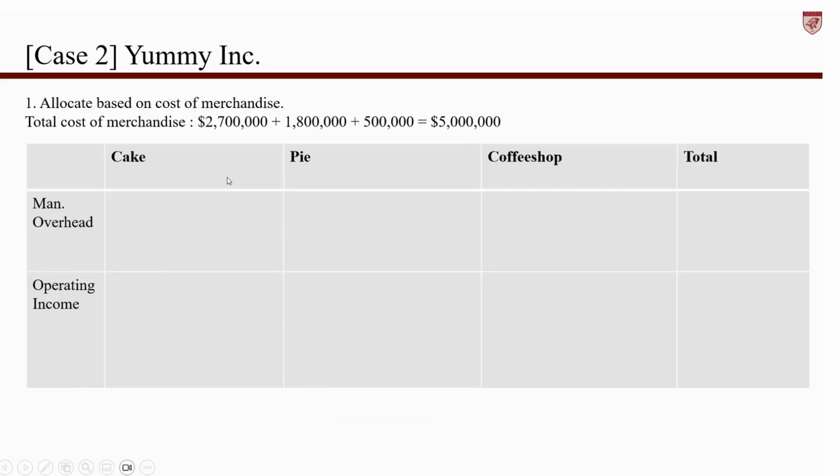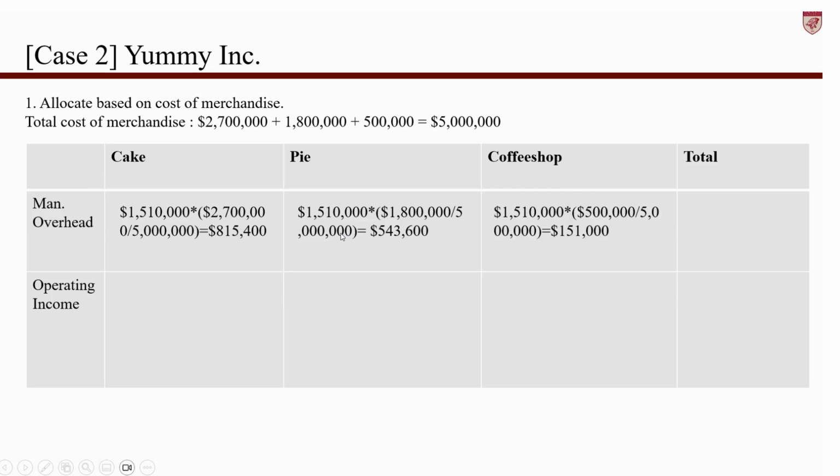So that's basically it. So the total cost of merchandise is the sum of these cost of merchandise across three cost objects, which is $5 million. So the approach is to allocate the manufacturing overhead by each cost of merchandise proportion. Okay, so these are the numbers.